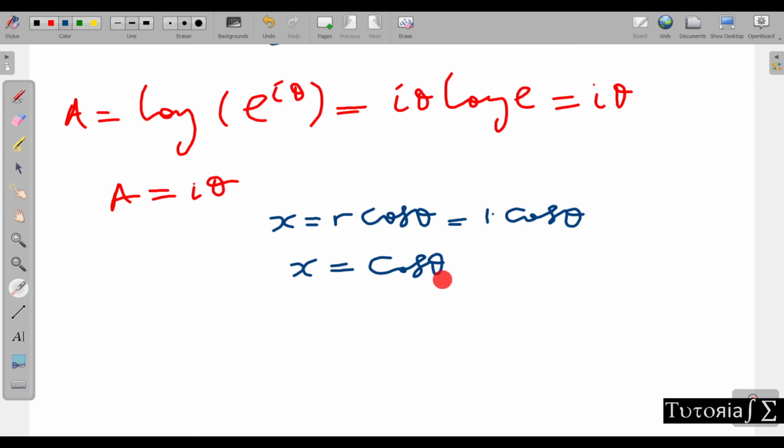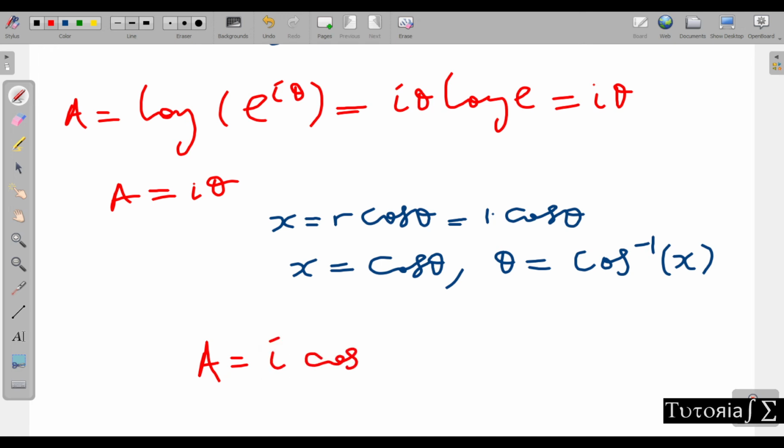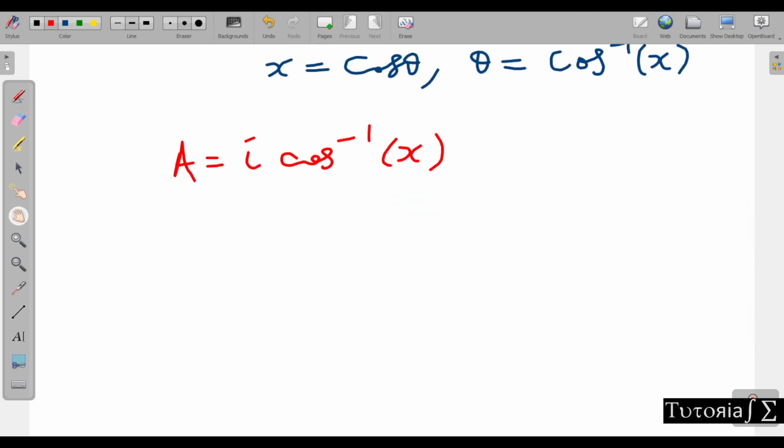So making theta the subject of the formula here, what are we going to have? Theta will be equal to cos inverse of x. So we're going to get this and replace here. So meaning that our a will be equal to what? i cos inverse of x. Cos inverse of x. Okay? i cos inverse of x.